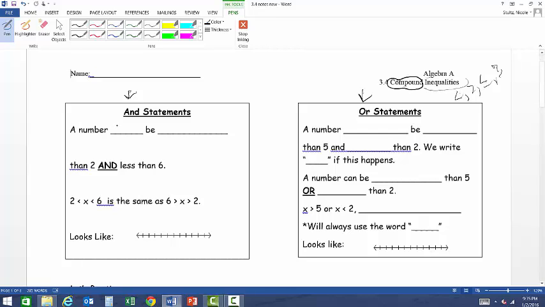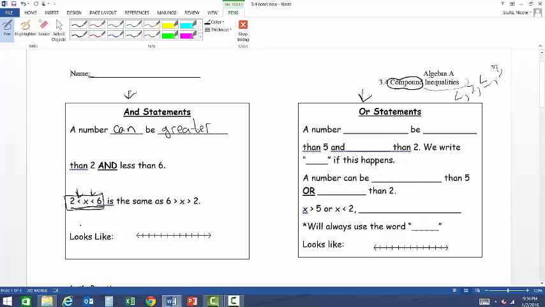So we're going to write that a number can be greater than 2 and less than 6. So again, a number can be greater than 2 and less than 6 at the same time. And the way we show that is we use x for a number, and we say x is more than 2 but less than 6. So we kind of write it all in one sentence. So you can see there are two symbols. So it's a compound inequality.